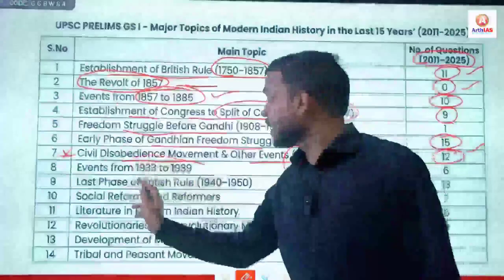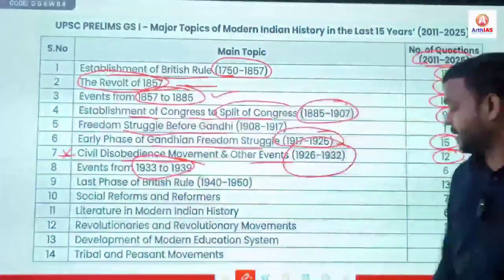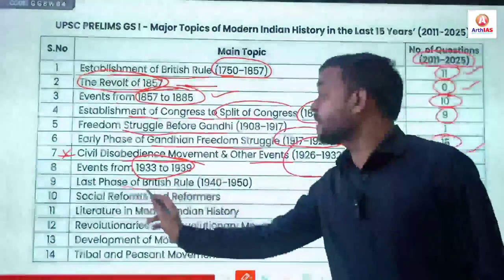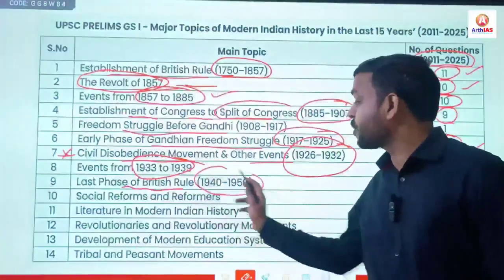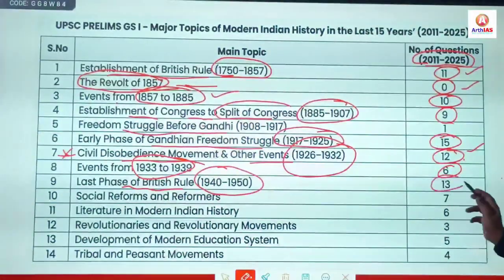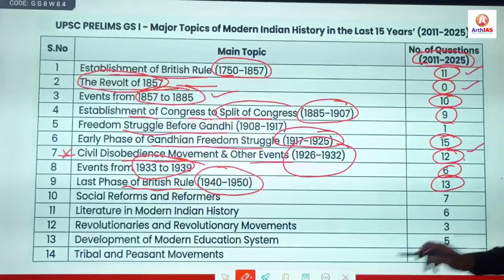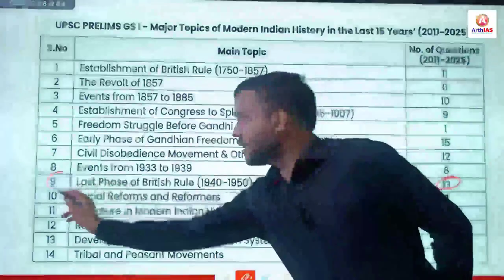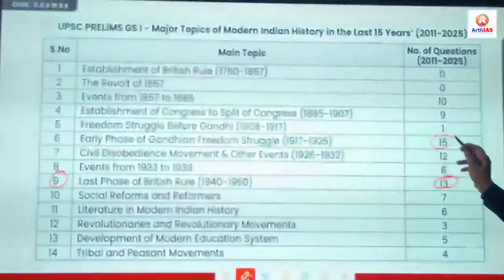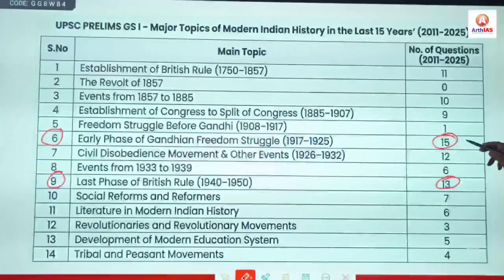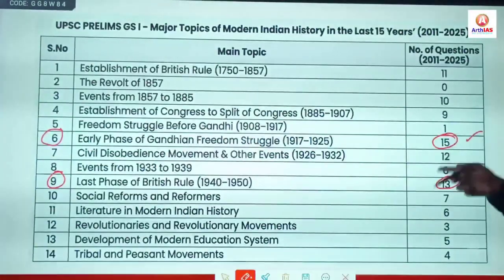Next, events from 1933 to 39, 6 questions, a moderate number. Again, the last phase of British rule, 1940 to 1950. Here 13 questions have been asked. So you can see that this topic, topic number 9, and topic number 6 have the highest weightage: 15 questions and 13 questions in the last 15 years.